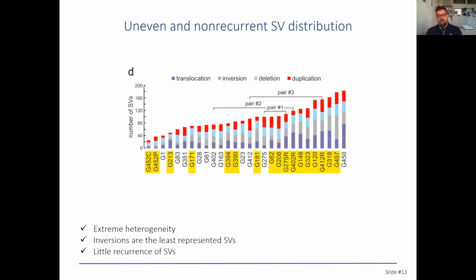Now, how does this look for our cohort? We actually identify an unexpectedly large number of structural variants. So we have, in the best case scenario for the patient, 26 or 27 of them, and in the worst case scenario for the patient, more than 180 of them. And you can see the dispersion is a very uneven, pervasive, but non-recurrent distribution. So it's extremely heterogeneous. Inversions are the least represented structural variants, and there's very little recurrence between different patients. So heterogeneity is the key word here.